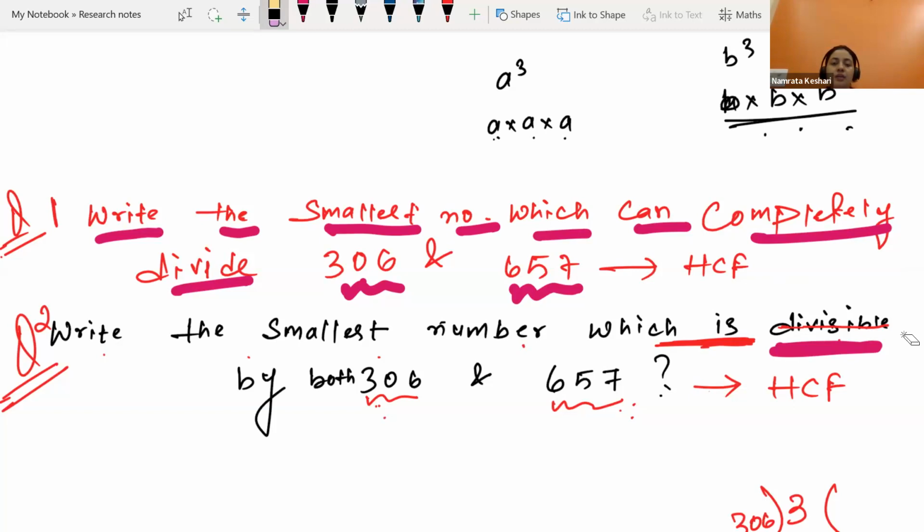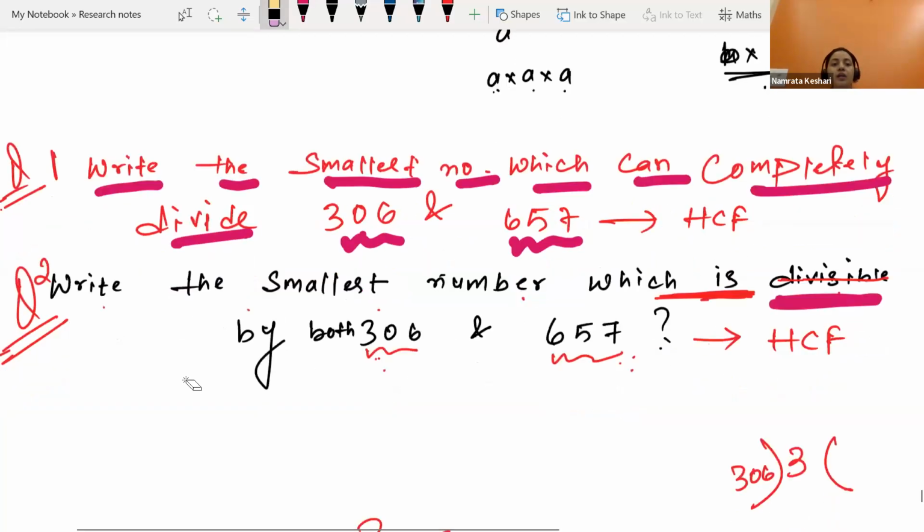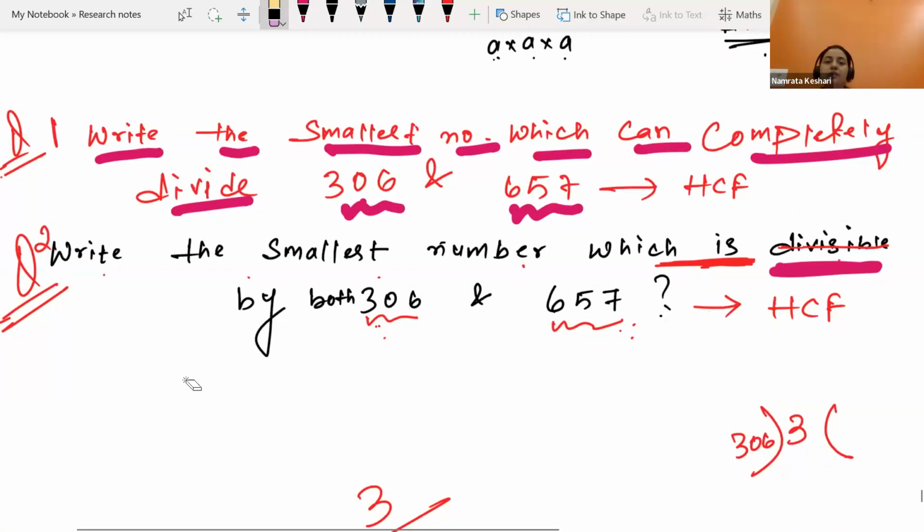Okay, 8 is divisible by 2, that means of course completely divisible. We will not say that 5 is divisible by 2. Getting it? Maha, are you getting it? Yes, ma'am. Okay, so these are the two different scenarios.